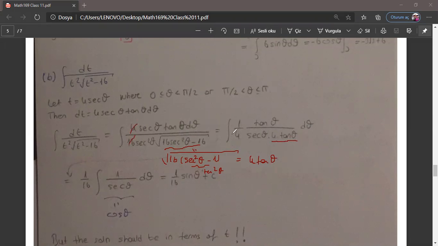So you have this as in here, okay? And here we have 1 over 4, okay? And if we simplify them, you get secant theta. And from the square root, we get 4 tangent theta. And in the numerator, we have tangent theta. Okay? Now we again simplify them. Then we have 1 over 16. Okay? And 1 over secant theta. And 1 over secant theta is equal to cosine theta. And the integral of cosine theta is sine theta. So here we have the answer.